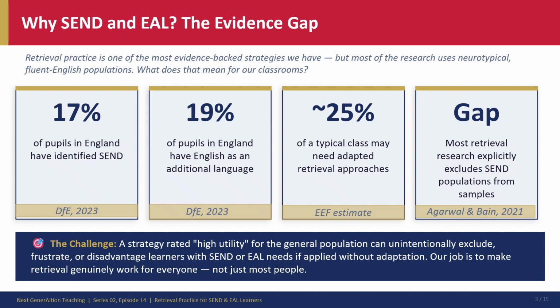The key message from this slide is this: a strategy rated high utility for the general population can unintentionally exclude, frustrate, or disadvantage SEND and EAL learners if applied without thought. A blank page recall task is not equally accessible to all learners. A timed retrieval quiz is not equally fair. Our job is to make retrieval work for everyone and not just most people.